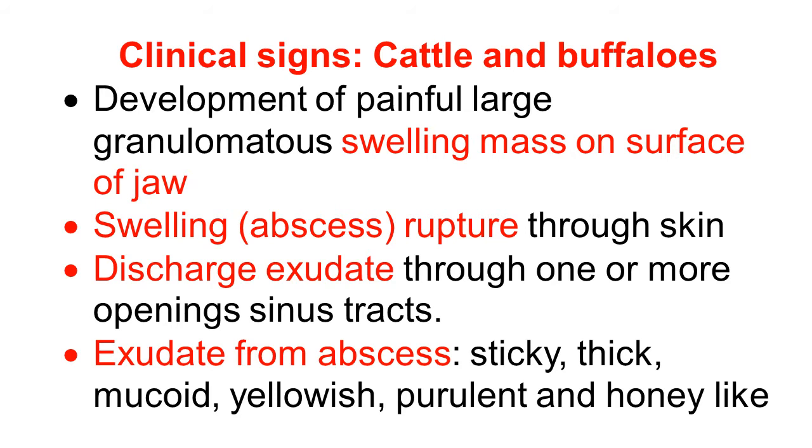Continuing the clinical signs in cattle and buffaloes. Slowly there is development of a painful, large granulomatous swelling mass on the surface of the jaw at the level of the central molar on the mandible and maxilla. This swelling is an abscess. Slowly the swelling grows, and the abscess ruptures through the skin. Very characteristic. Through this abscess, there is discharge of exudate through one or more openings, through a sinus tract.